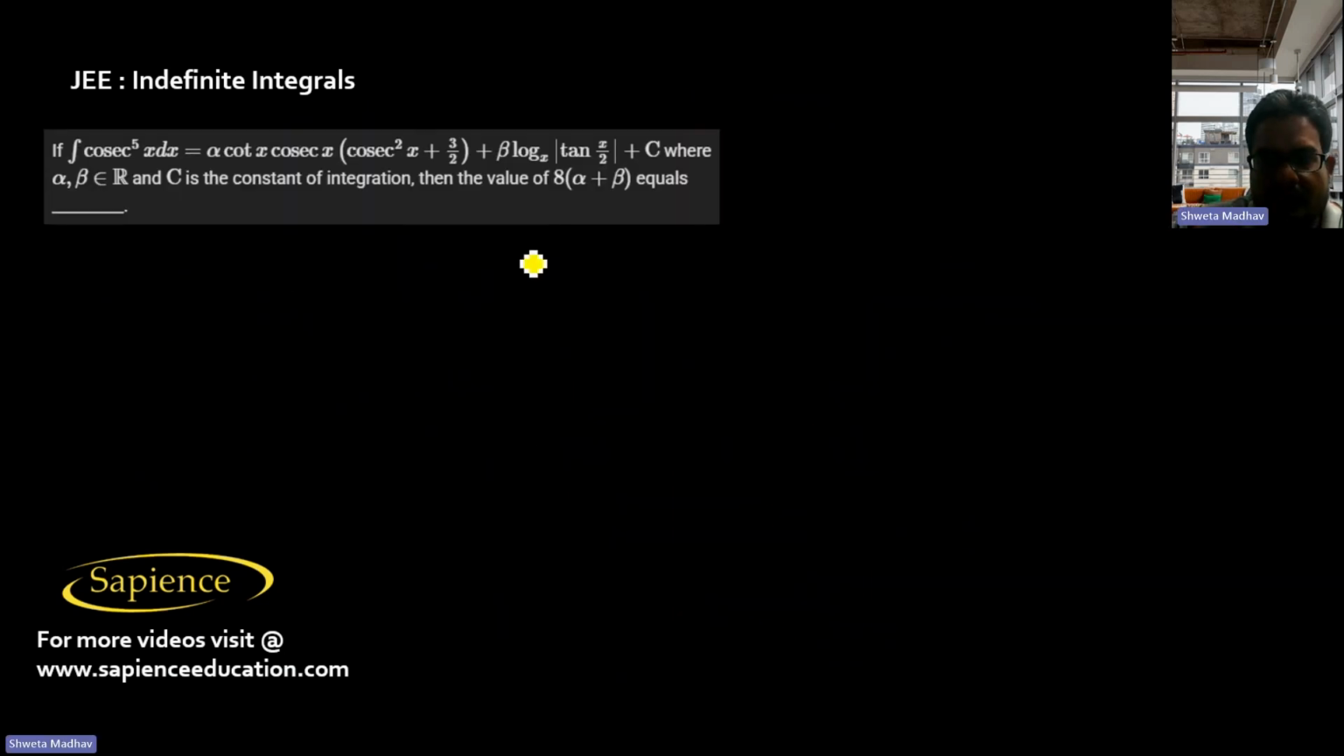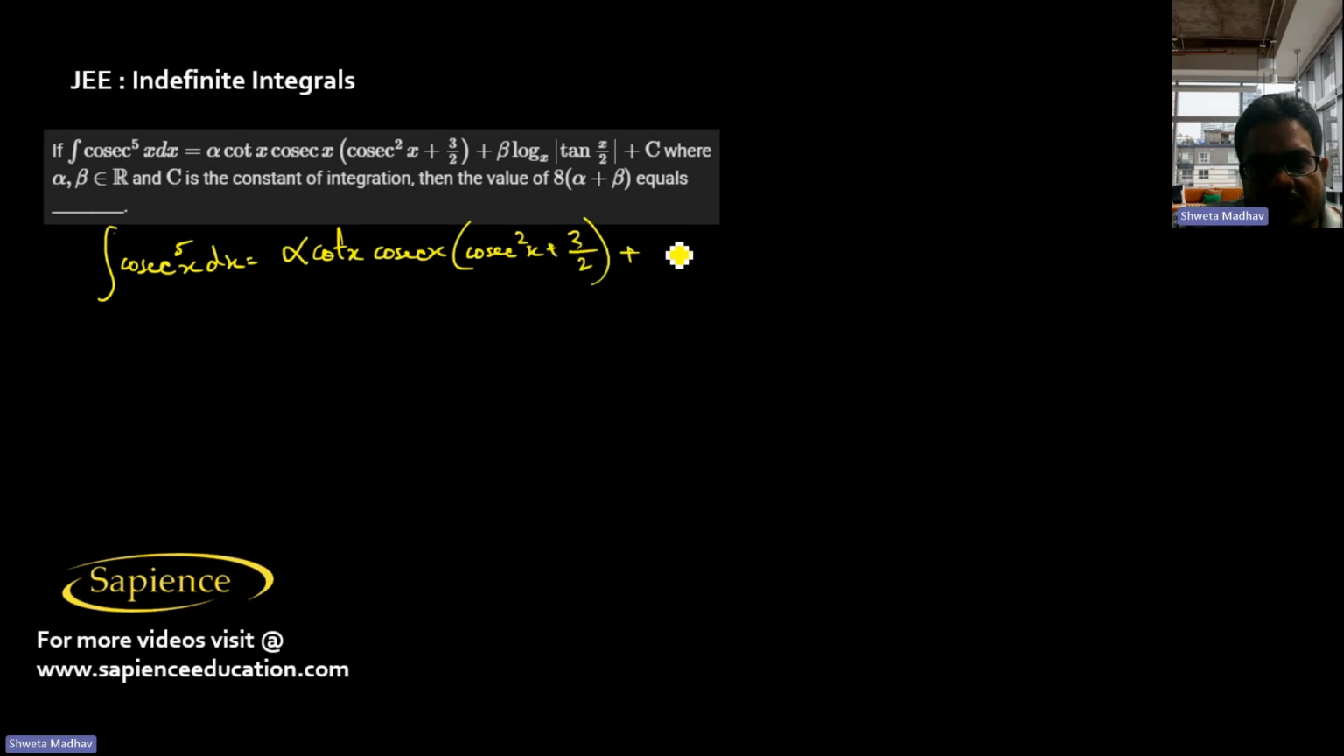Then here it is told, this is the integral cosec power 5x dx, that is equal to alpha cot x cosec x cosec square x plus 3 by 2, plus beta log of mod tan x by 2 plus c.